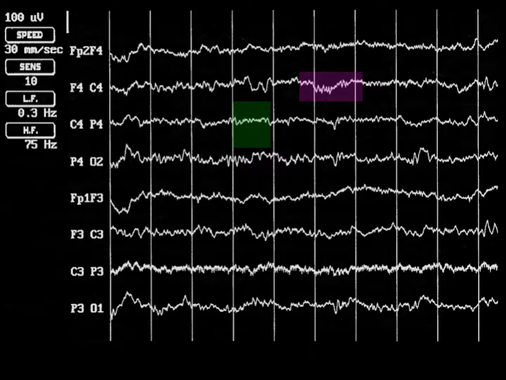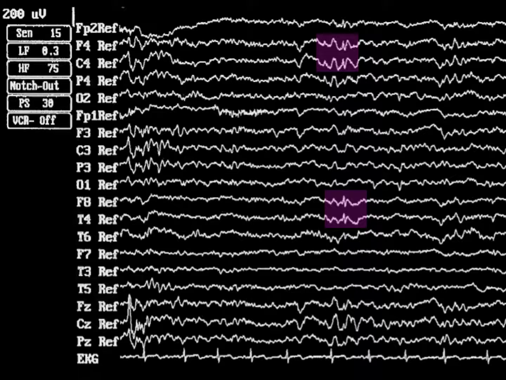In the same epoch, using closer space electrodes, in the C4, P4 channel, the slow waves are gone, and only in the F4, C4 channel can we see the fast wave, although much reduced from what they were in the prior montage.